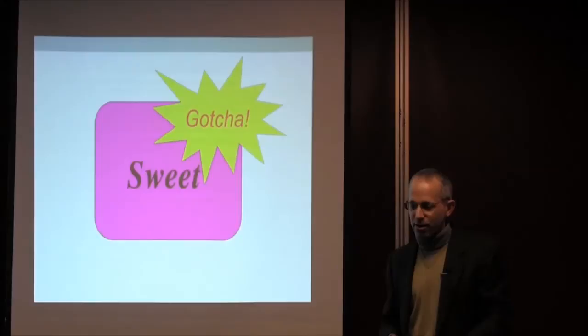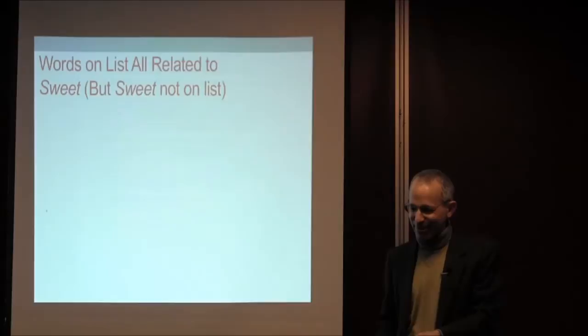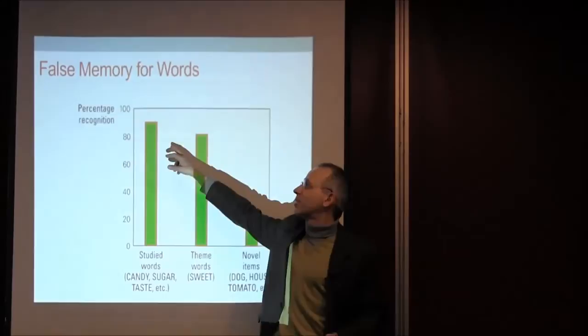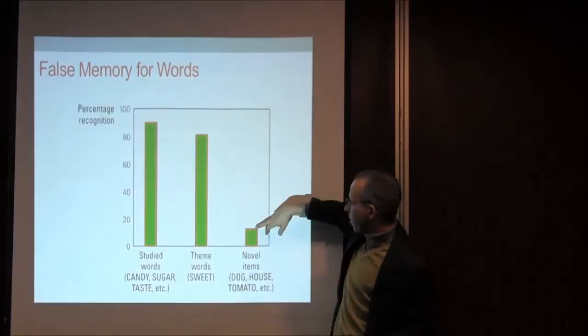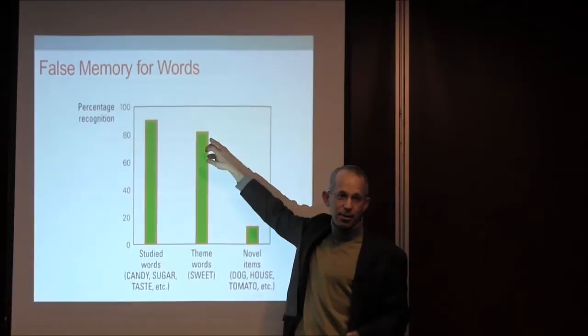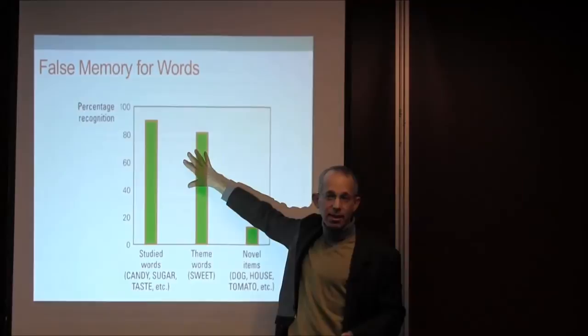So you guys all had a false memory implanted in you. You are really susceptible. So all the words on this list were related to sweet, but sweet was not on the list, okay? So these are the studied words. As you all predicted, on the studied words you could do almost 100% compared to novel items. But this theme word, this word that was categorically related to the list but not on it, you had a huge number of false intrusions. So it suggests that we can be primed in such a way that we can imagine that we've seen things that we haven't.